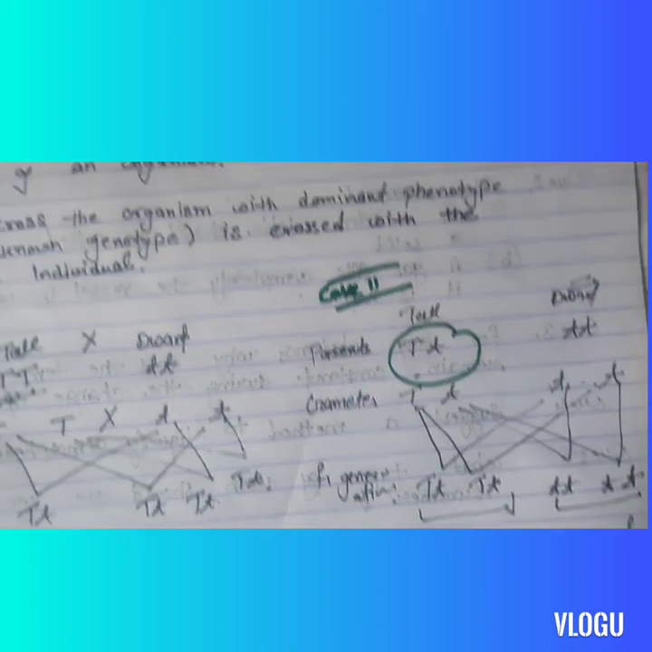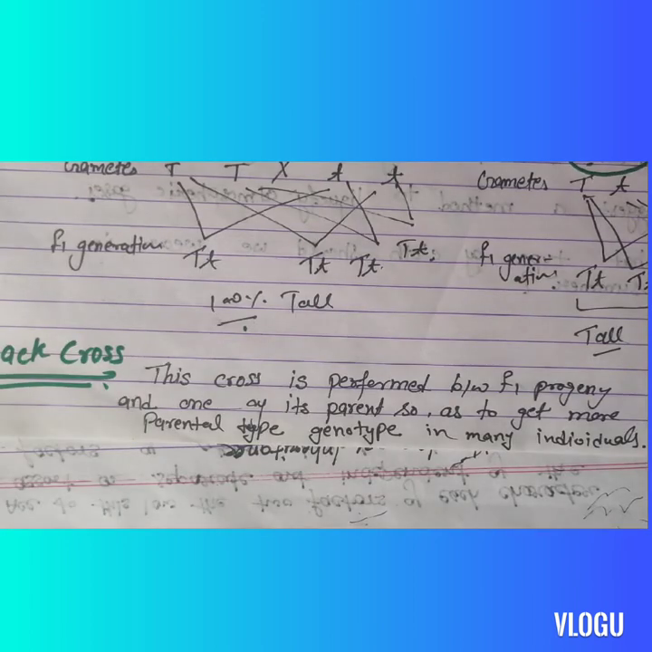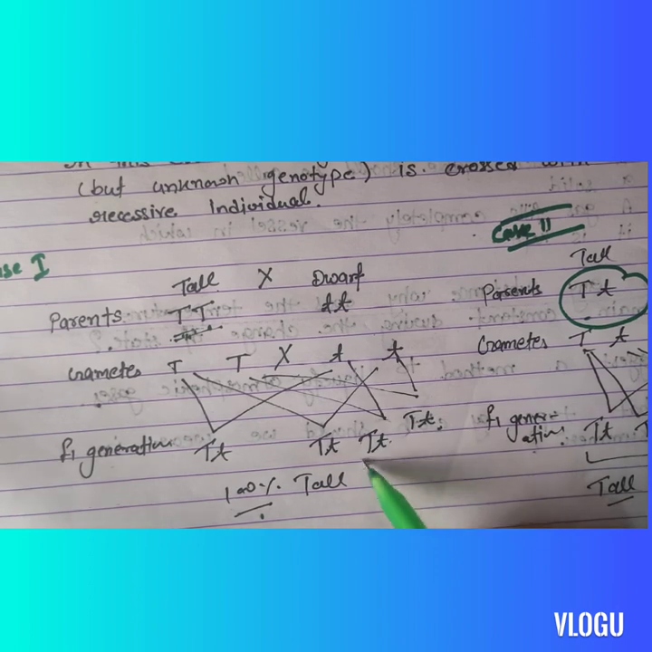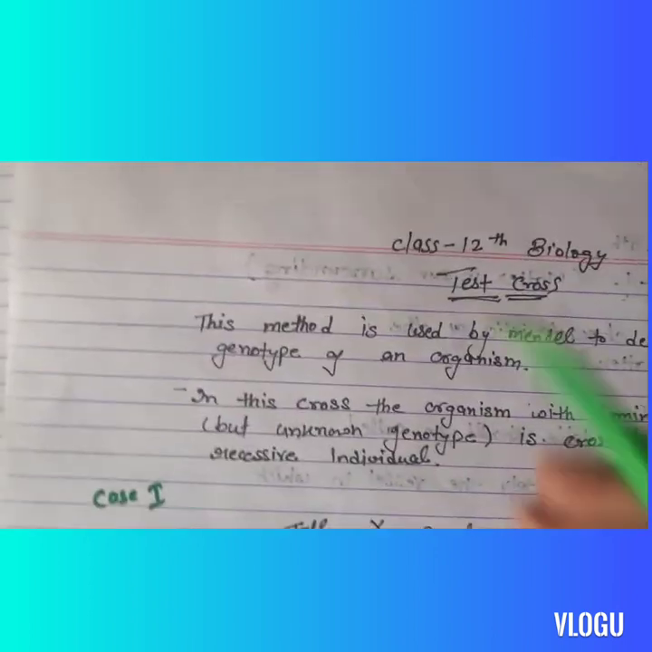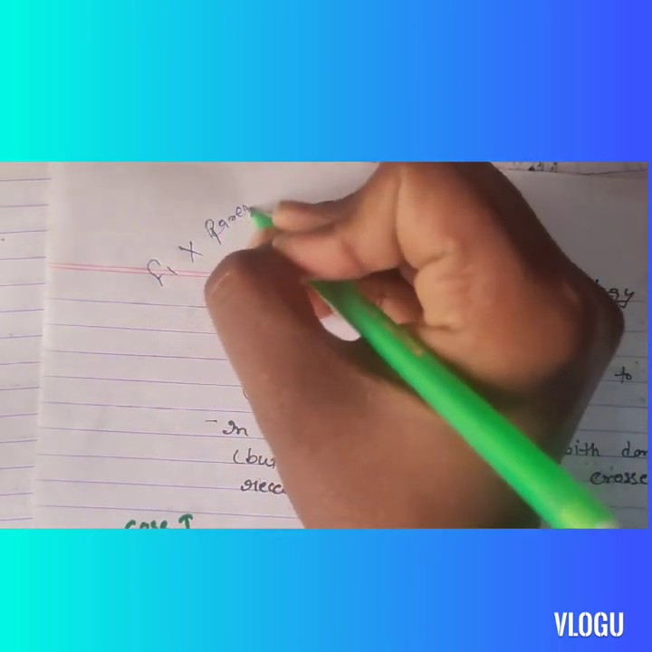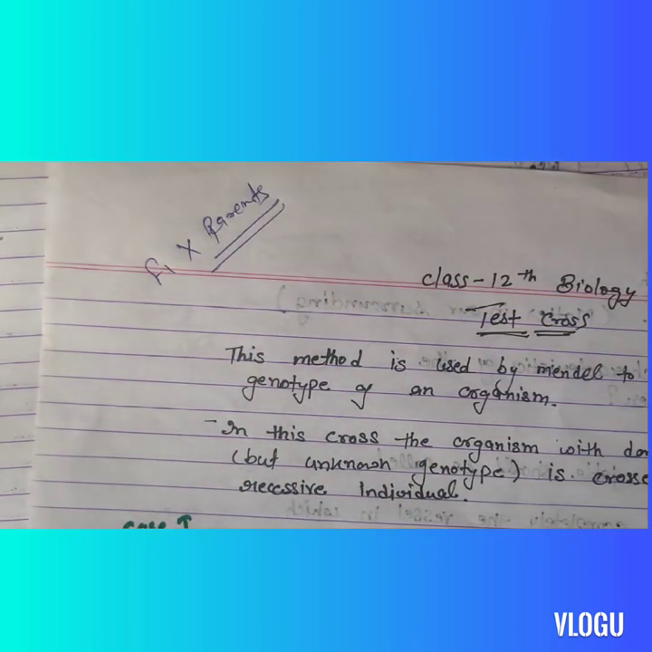Now we will study about the back cross. We generally use the back cross in horticulture and animal breeding programs. In a back cross, we do breeding or a cross between the F1 progeny and one of its parents. If we perform a cross between the F1 progeny and either one of its parents, that is known as the back cross.